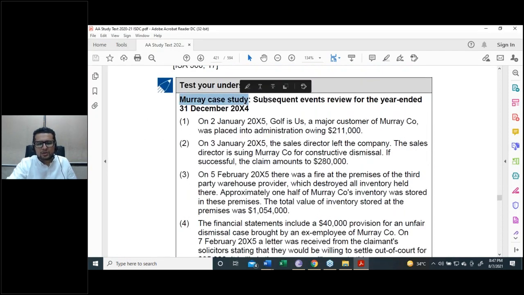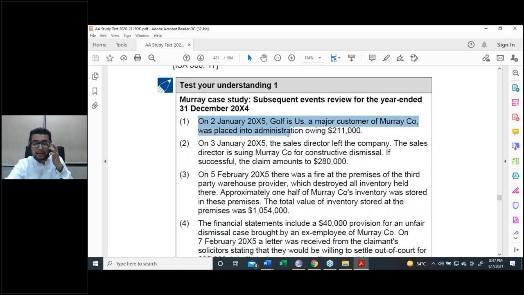Murray Company. Okay, subsequent events review for the year ended 31st December. So the year end of the client is 31st December, but on 2nd January, a major customer of the company went into administration, and that company was supposed to pay $211,000. Considering they are in administration now, they are probably not going to pay it.